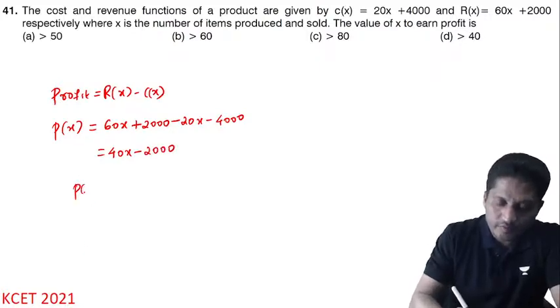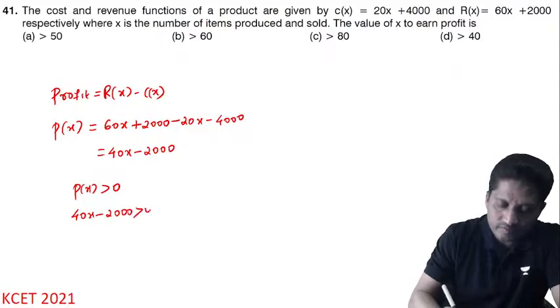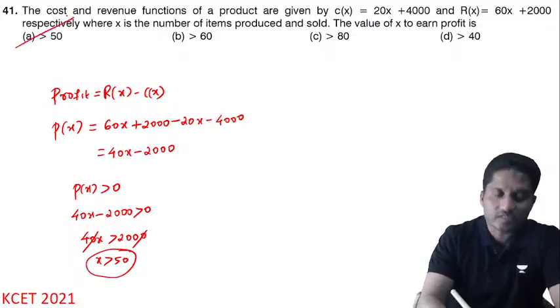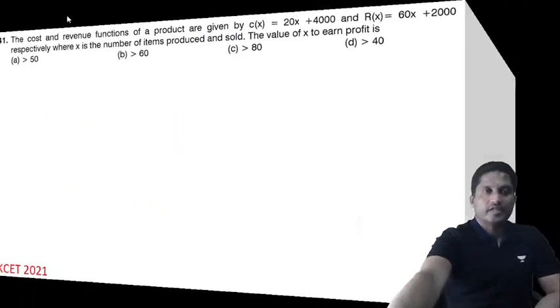Alright, now profit should be maximum, right? Now this 40x minus 2000 should be positive. 40x is greater than 2000. This will cancel. x is greater than 50. x more than 50 is answer, option A. Let's move to the next question.